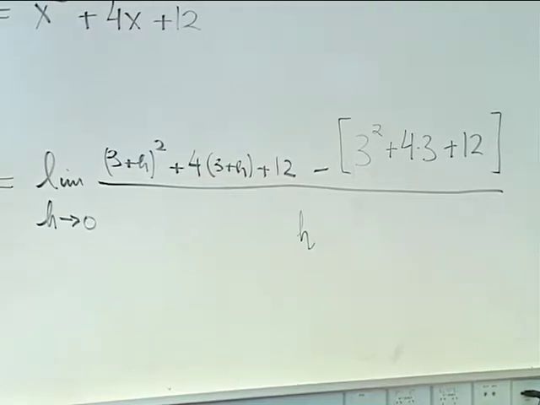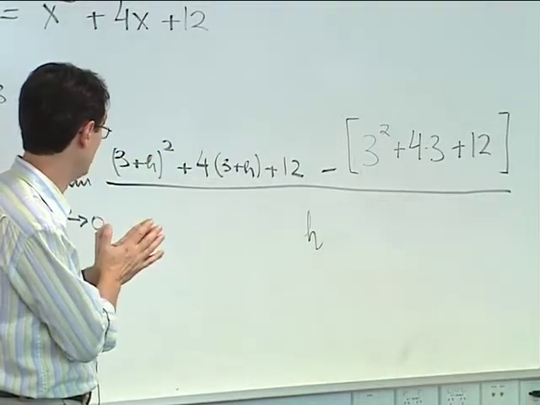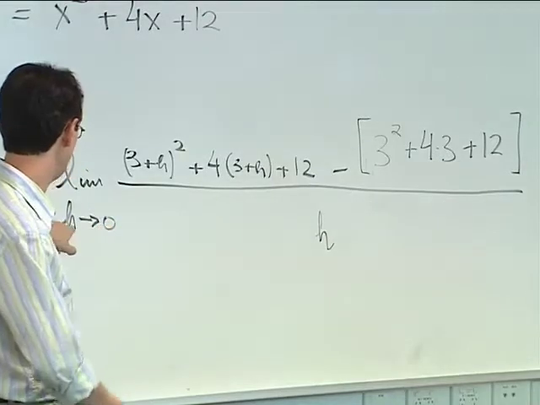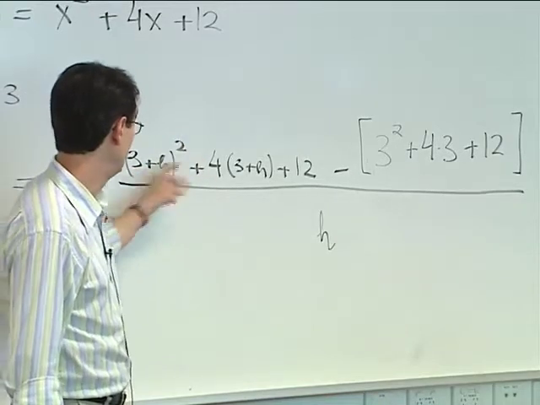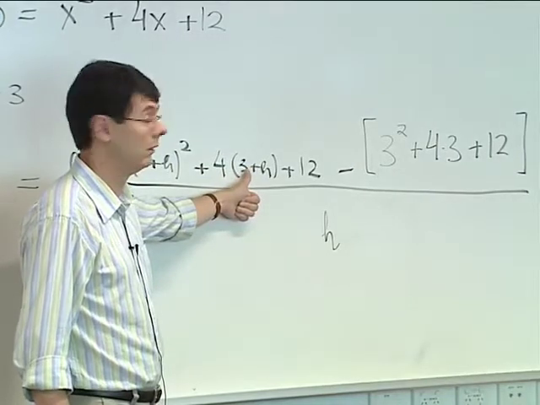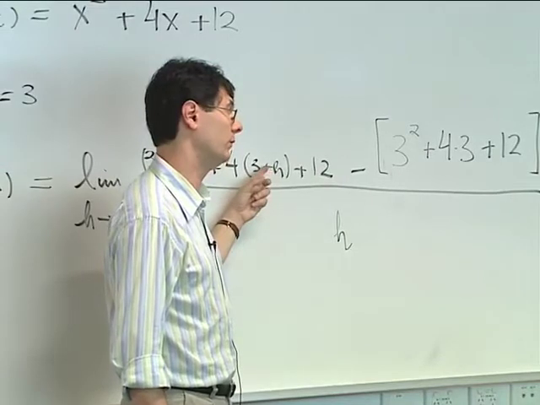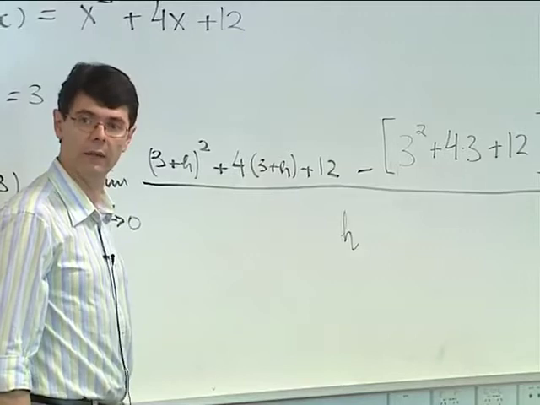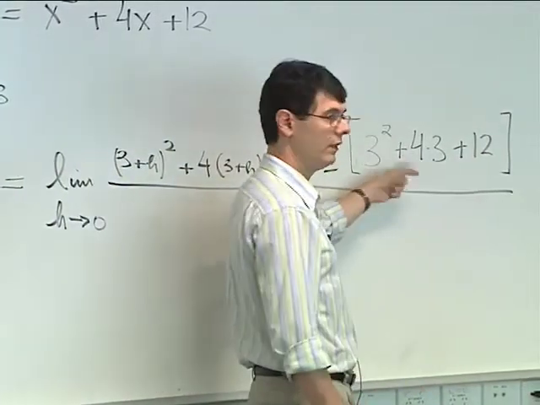Now, again, when you see a limit, the first thing to try in your head, you don't have to write it down if you can avoid it, is just try to substitute the value of h by 0. And you get 3 squared, so 9, plus 12, plus 12. So this is 9 plus 12 plus 12, 24, 33. 33 minus 33 is 0, divided by 0.